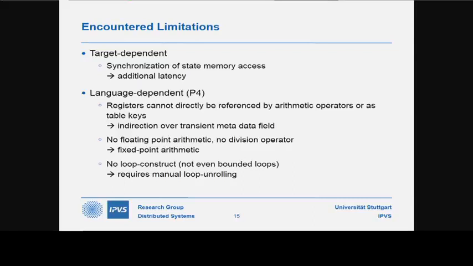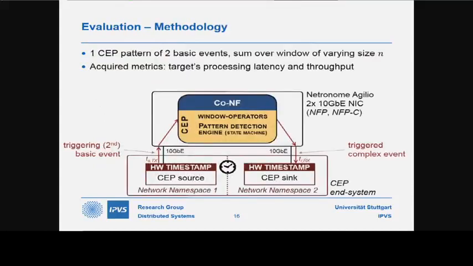There is no floating point arithmetic, no division operator. You could use fixed point arithmetic to fix that. And there is no loop construct, so you have to manually unroll the rules. They're not even bounded loops, which would be a nice idea, I guess.